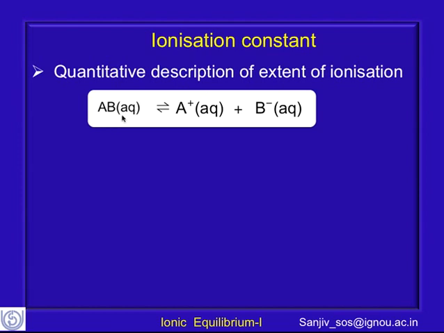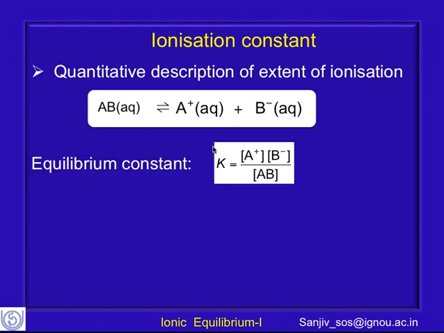Let's take an example of a weak electrolyte, say AB, that ionizes to give A plus ions and B minus ions. For such a system, we know from your earlier studies of chemical equilibrium that, in the case of weak electrolytes, there is always an equilibrium between the electrolyte and the ions produced from it. Since it's an equilibrium reaction, we can write the equilibrium constant, which in this case will be [A+][B-]/[AB]. The square brackets represent concentrations.